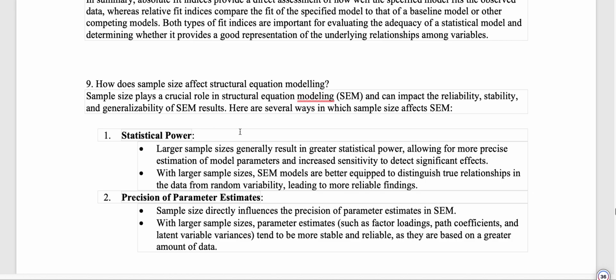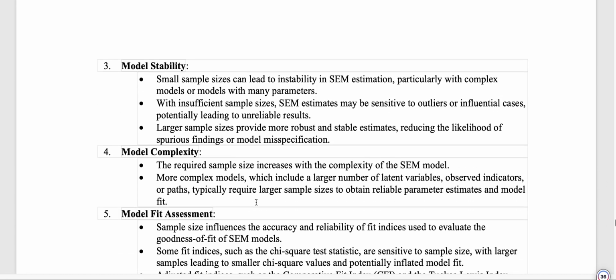Precision of parameter estimation. Sample size directly influences the precision of parameter estimates in structural equation modeling. With large sample sizes, parameter estimates such as factor loadings, path coefficients, and latent covariances tend to be more stable and reliable as they are based on a greater amount of data. Model stability. Small sample sizes can lead to instability in structural equation modeling estimation, particularly with complex models or models with many parameters.